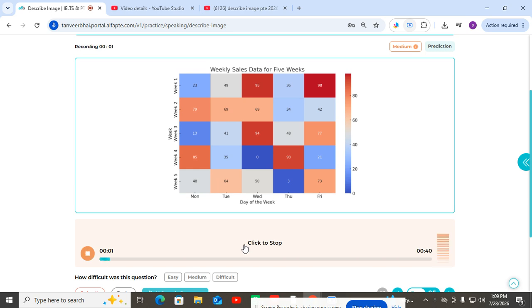Well, different people have a different idea about this picture. I have my own idea. I would like to say what I can see in this picture. This picture mainly provides the weekly sales data for 5 weeks.